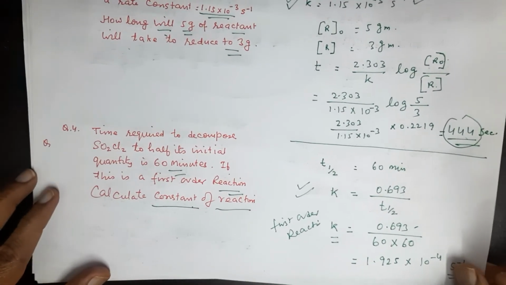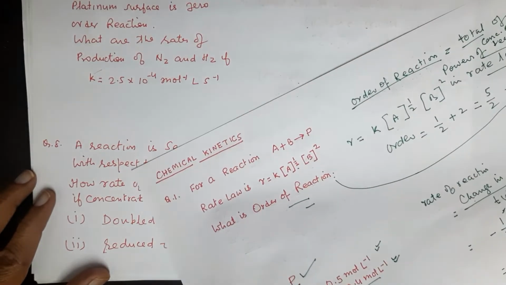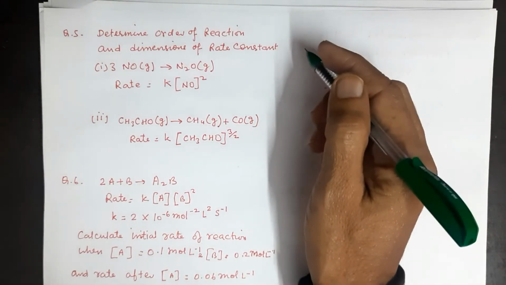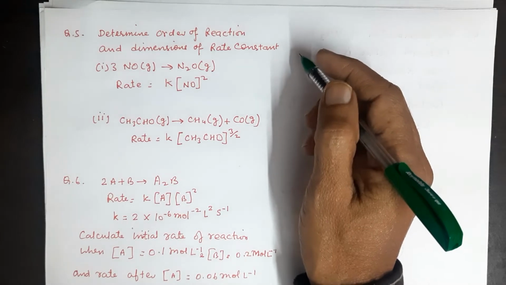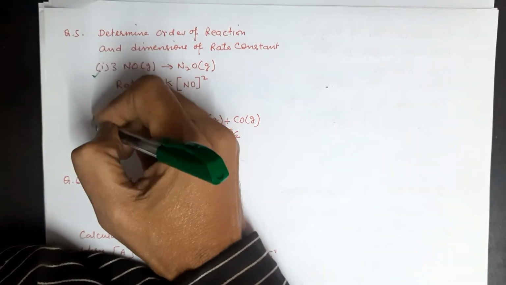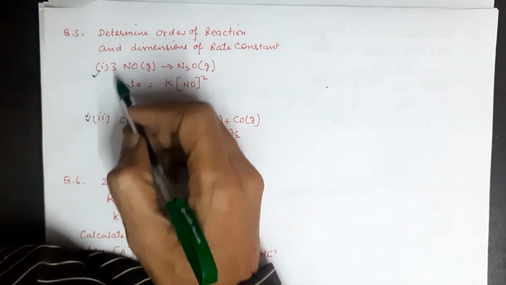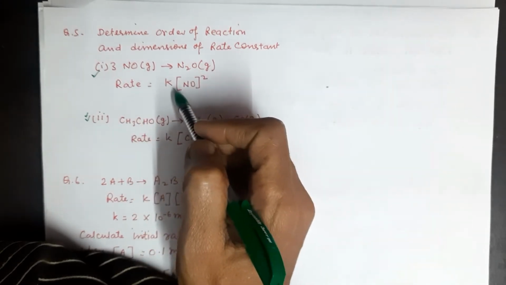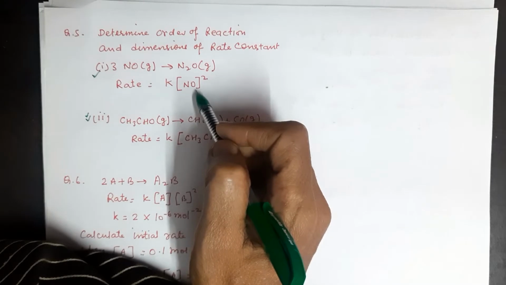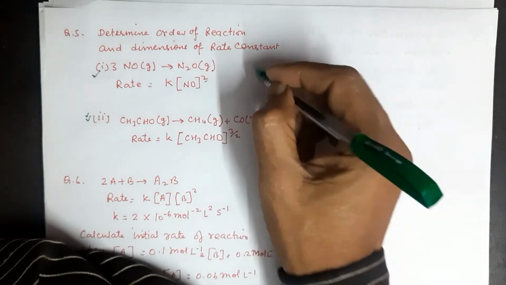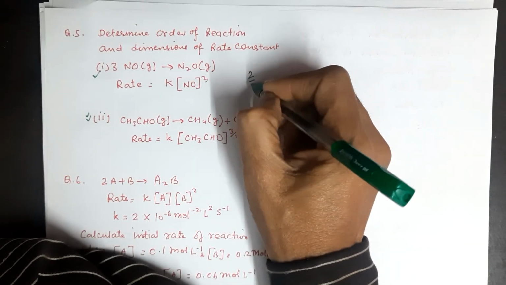Now we come to the next question, the fifth question: determine the order of reaction and dimension of rate constant in these chemical reactions. The first reaction is 3NO gives N2O, and the rate is K into the concentration of NO raised to the power 2. As it is 2, the order of reaction is 2.